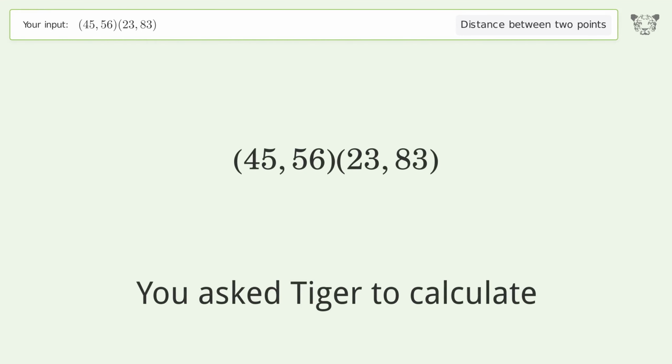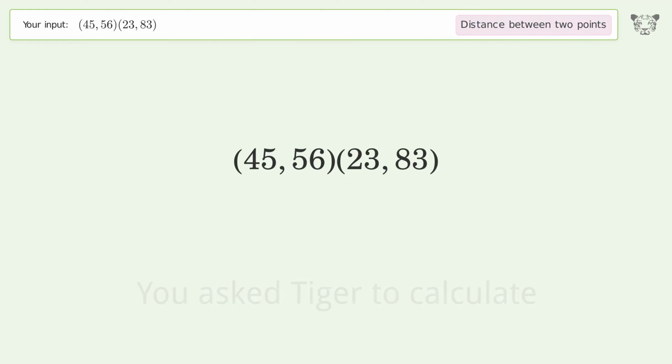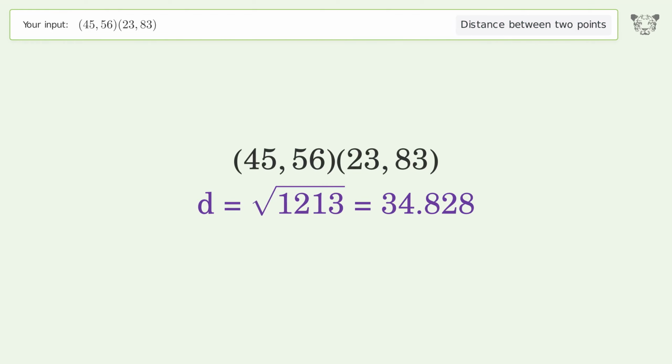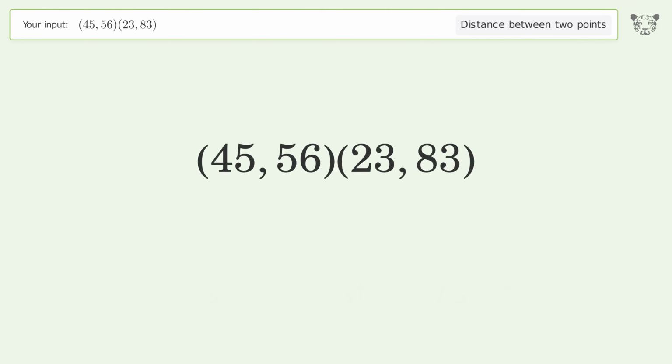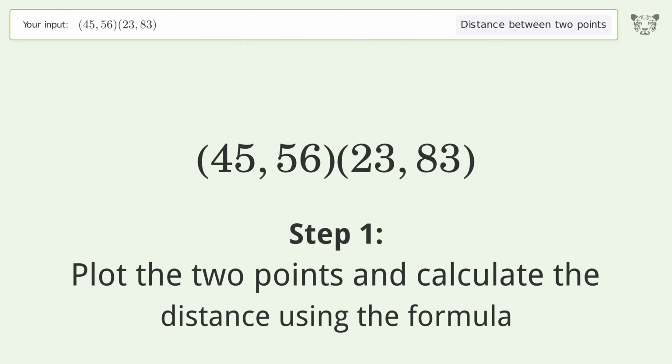You ask Tiger to calculate. This deals with the distance between 2 points. The distance between the 2 points is the square root of 1,213, or 34.828. Let's solve it step by step. Plot the 2 points and calculate the distance using the formula.